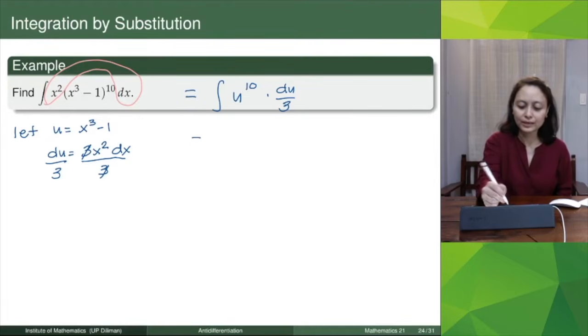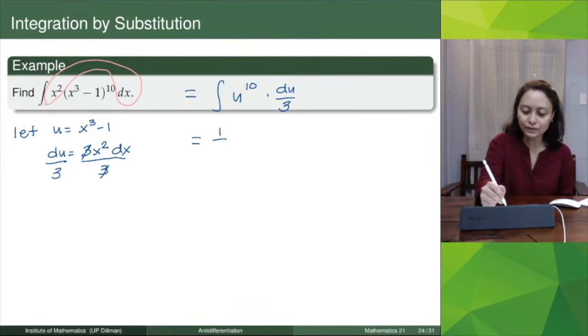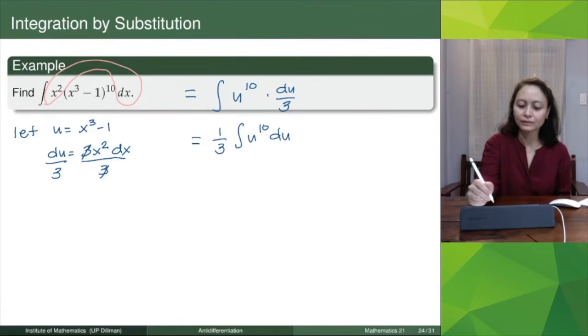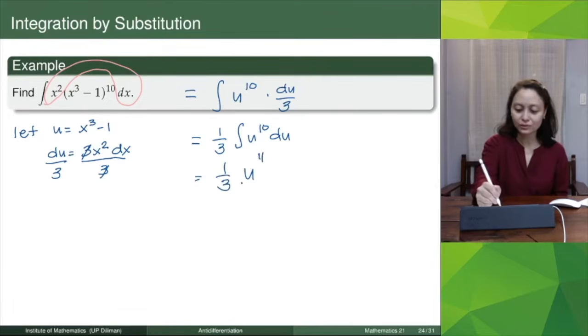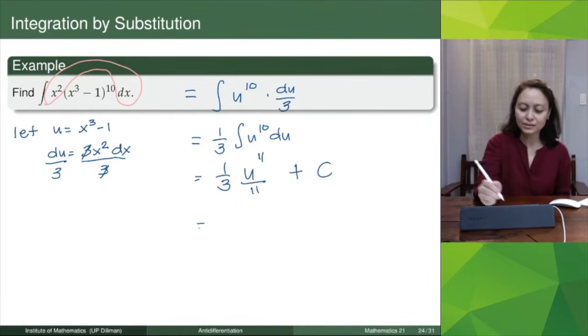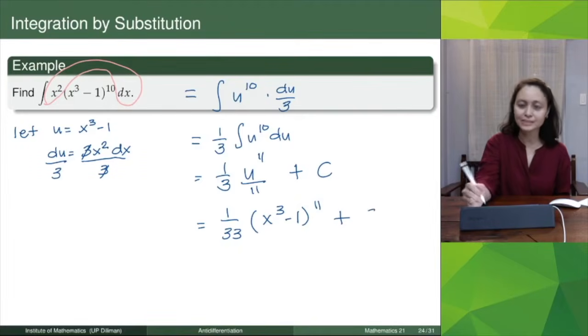Okay? Yan. So again, we just take out the constant. We have 1 over 3 antiderivative of u to the 10th du. Ano lang to? 1/3 u raised to 10 plus 1 is 11, all over 11, plus c. Okay? So, let's simplify. You get 1 over 33 u, palitan na natin yung u ng x cubed minus 1 raised to 11 plus c. Okay?